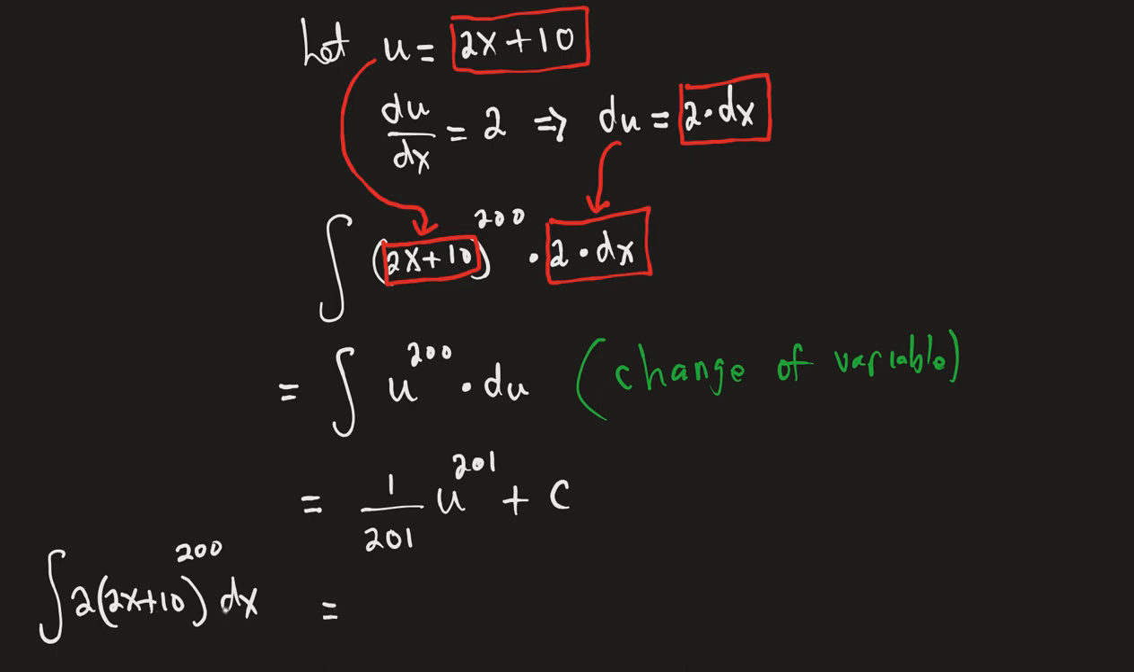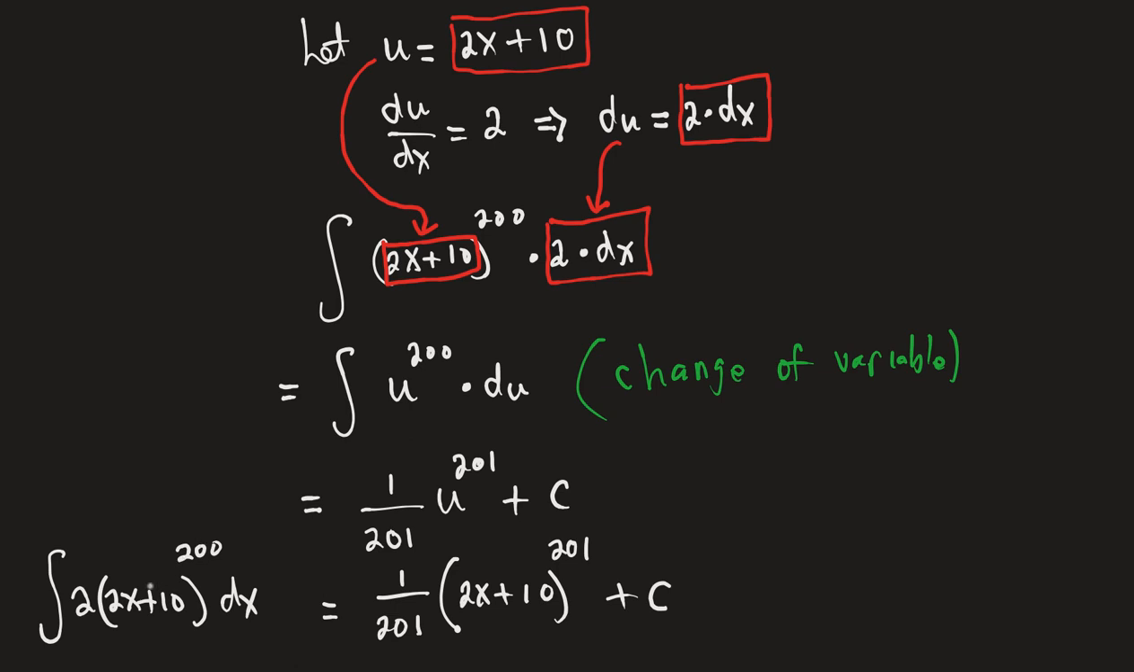So now this is equal to 1 over 201 times the quantity 2x plus 10 all to the 201st power, and then plus c. And if you were to take the derivative of this, and I do encourage you to do it, pause the video, check, do the chain rule on this, and show that you get back the function that we started with. So essentially close that loop.